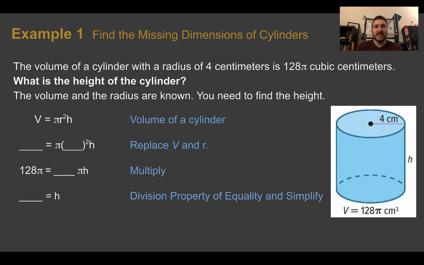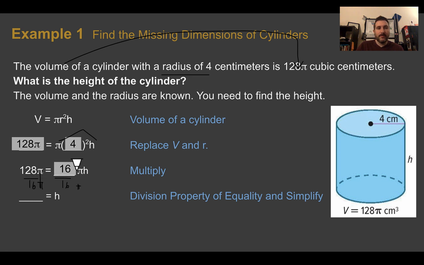Example 1. Find the missing dimensions of cylinders. The volume of a cylinder with a radius of 4 centimeters is 128 cubic centimeters. What is the height of the cylinder? So we're given the radius is 4 and the volume is 128. So plugging those two things in, we know V is 128 pi and R is 4. Now we're going to calculate out this right side as much as possible. 4 squared is 16. Keep the pi for now. Then our last step is going to be to divide both sides by 16 and pi.